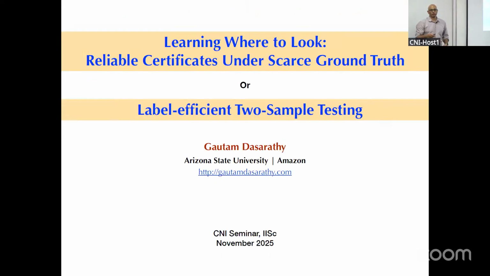So if I were to give this a little bit less lofty title, it'll be label efficient two-sample testing. I'll tell you more about what this means, but this is a new twist on this classical problem of two-sample testing from statistics.